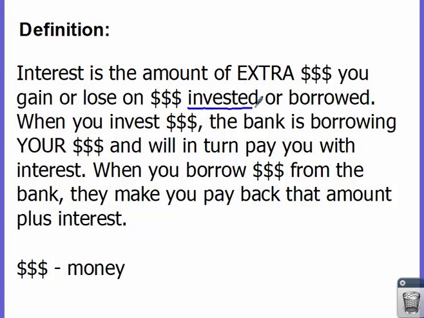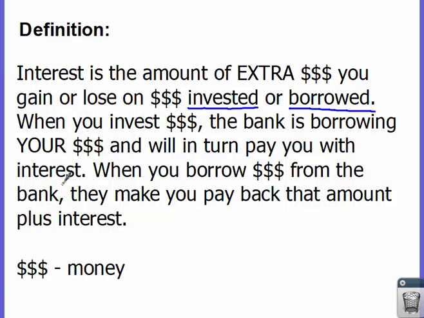So we need to understand the idea of invested and borrowed. Invested is when you put money into a bank and the bank makes it grow. Borrowing is whenever you borrow money for something because you don't have enough. So when you invest money, the bank is borrowing your money and will in turn pay you with something called interest. So this is how the bank makes it grow. They use your money along with everybody else's money.